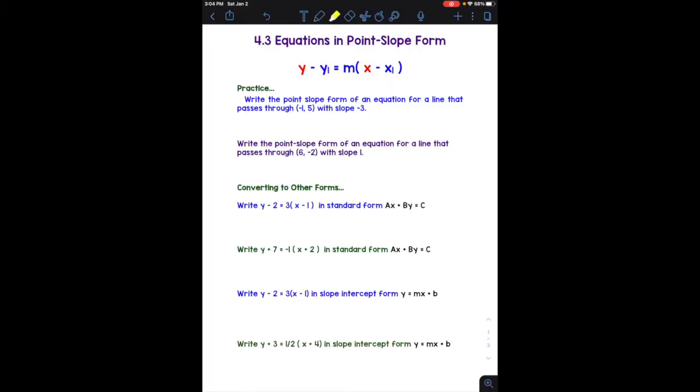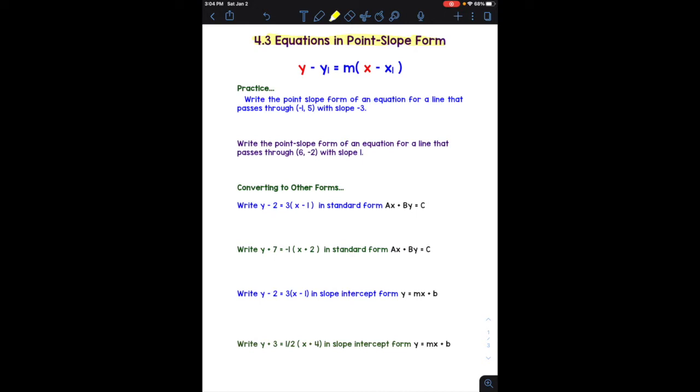Hey guys, today's lesson is on section 4.3, writing linear equations in point-slope form. So far, we've learned two other forms to write a linear equation in. The first one we learned about was standard form. The second one was slope-intercept form, and this is our third and final form to write a linear equation in, called point-slope form.